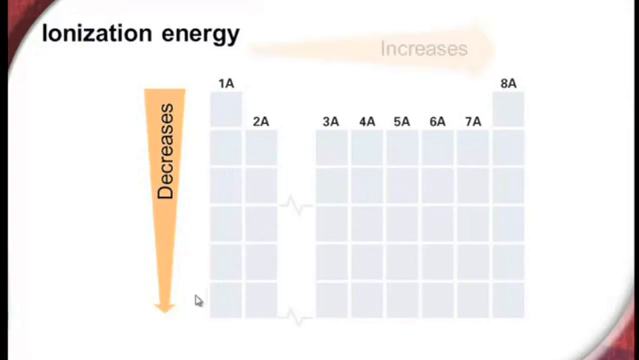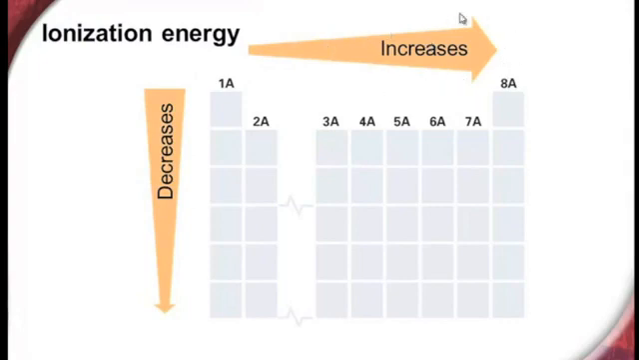Ionization energy, as you go down, it decreases because there's more and more shielding. And so those valence electrons, which are the ones that are going to get removed when the atom is ionized, are protected by more and more shells of electrons as you go down a group. On the other hand, the ionization energy is increasing as we go left to right.